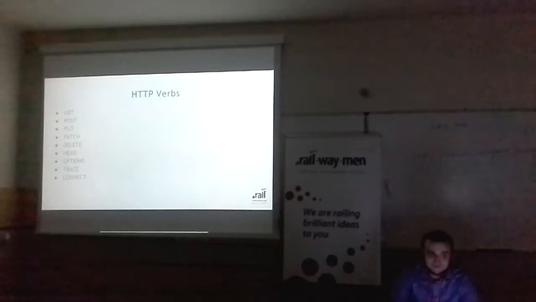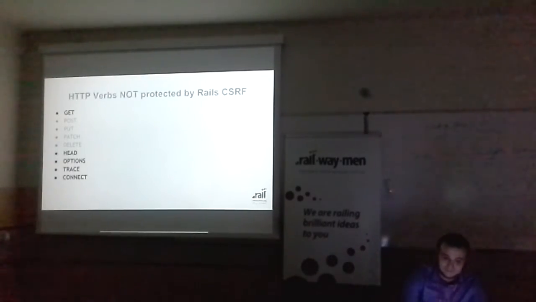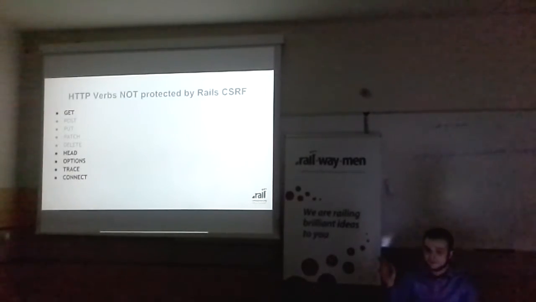You are probably familiar with most of them, like get, post, put, patch, delete. But there are some others: head, options, trace, connect. Those are often used to negotiate the connection, and they are not protected. And get is also not protected. The CSRF token in Rails protects post, put, patch, and delete. Well, it makes sense, right?